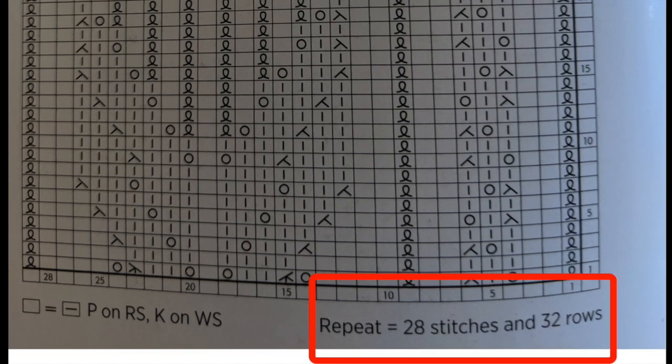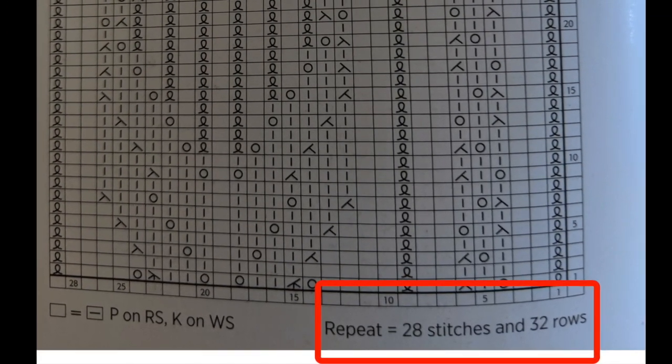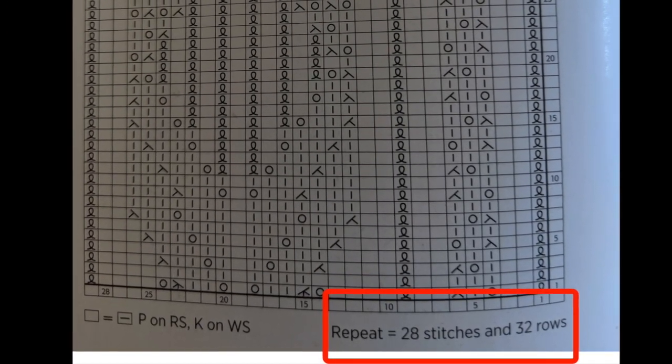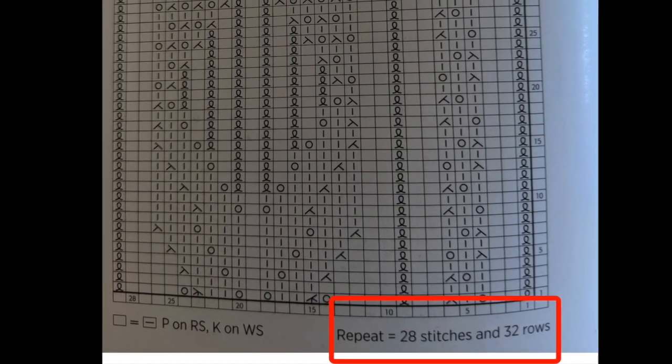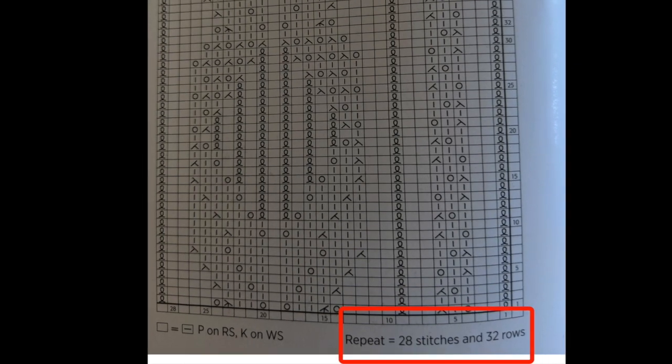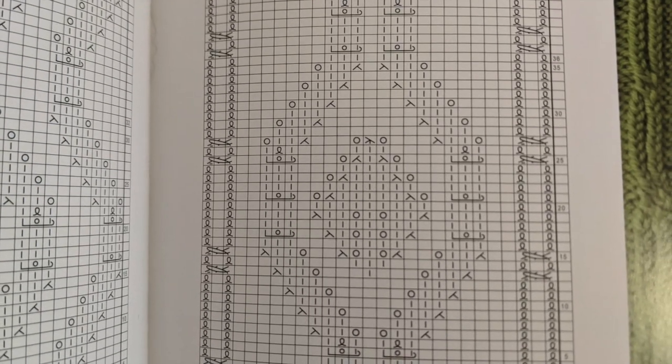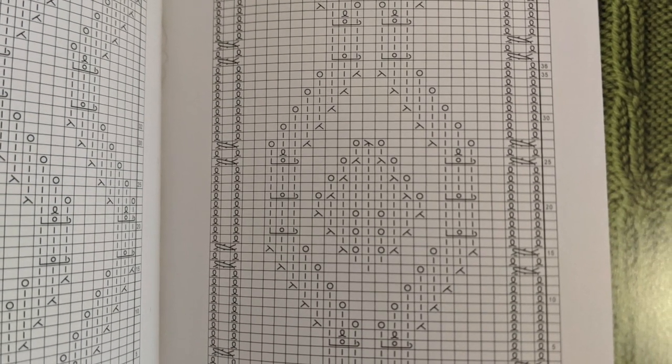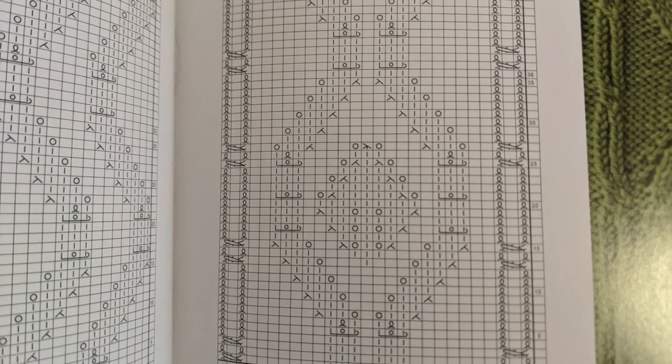Also, each chart shows how many rows and stitches are in the repeat, but the chart's generally printed with extra rows and stitches so you can see the bigger pattern. So if you work directly from the chart, you need to determine where to begin and end your rows and how many stitches to knit. For several reasons, I find it easier to adapt the charts and make my own.